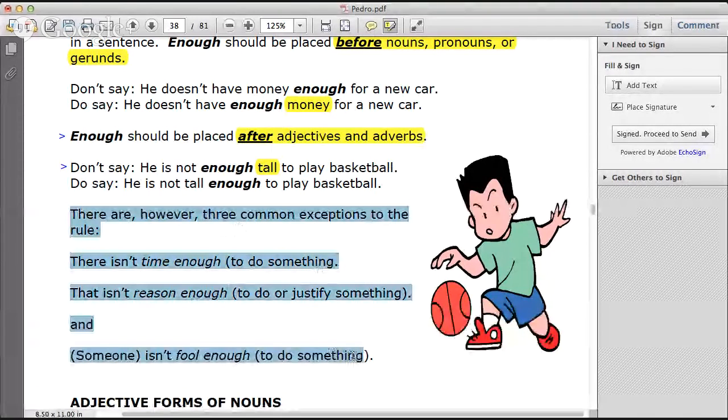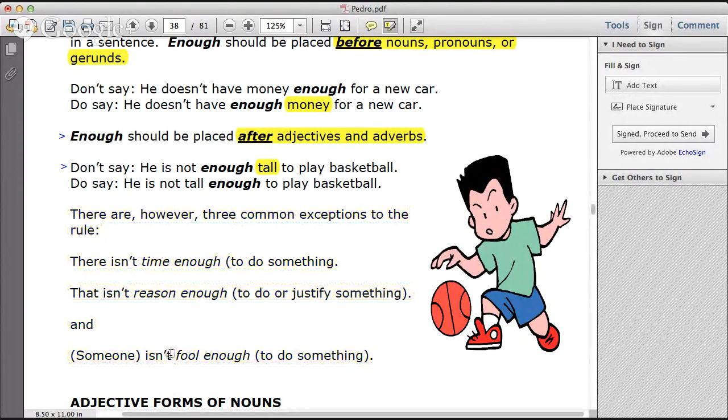Ricardo, let me have you read these 4 lines, please. There are, however, 3 common exceptions to the rule. There isn't time enough to do something. That isn't reason enough to do or justify something, and someone isn't full enough to do something.